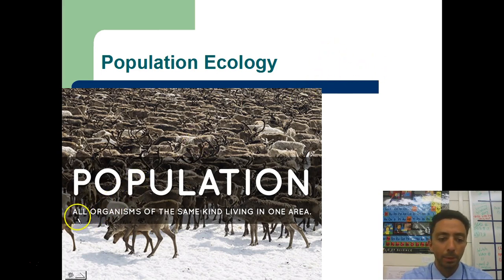Remember, the definition of population is all the organisms of the same kind living in one area. So this would be a population of caribou here. Either that or reindeer, I'm not sure.